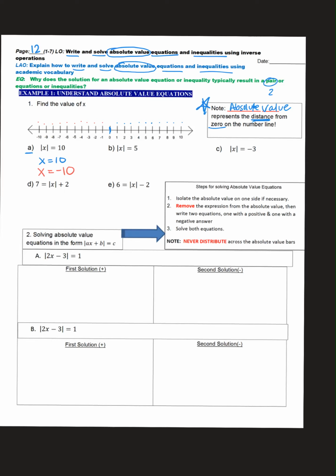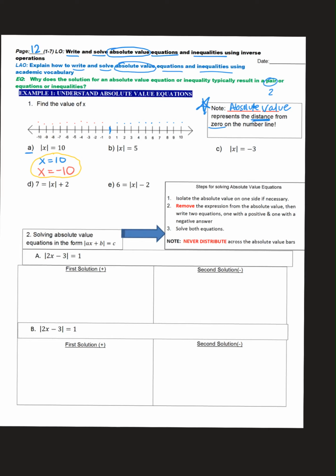So there are two answers. They want to know where you are if you go 10 spaces to the right and 10 spaces to the left. And that right there, my friends, is the answer to absolute value. That's why there's two solutions, because there's a right side of the number line and a left side of the number line. Let's do one more together. Actually, two more together. How about that?